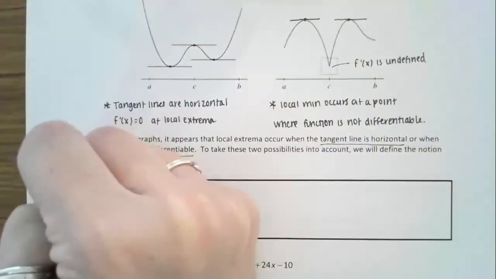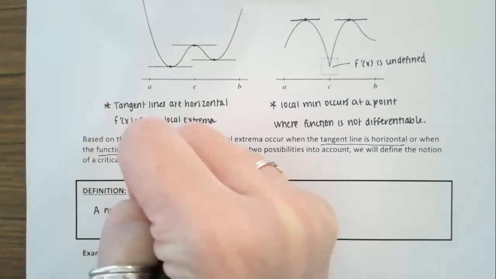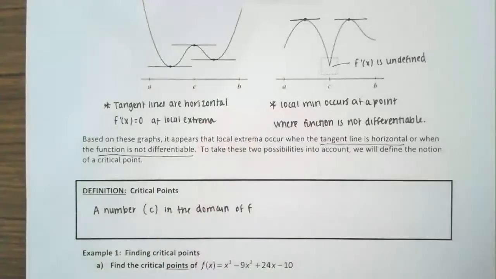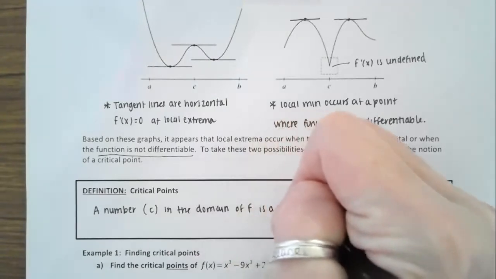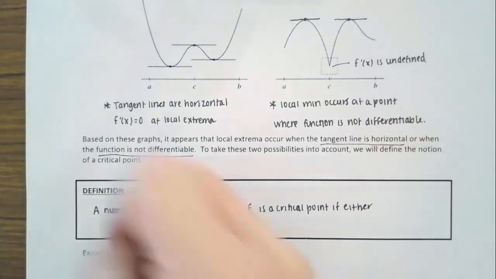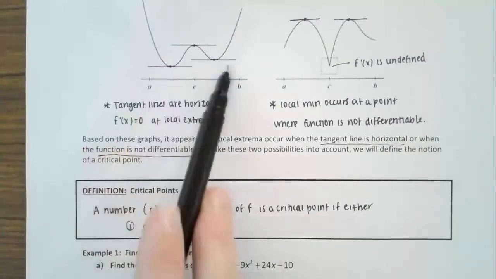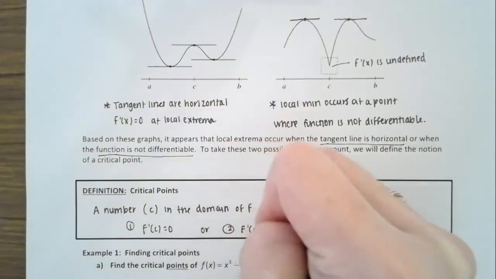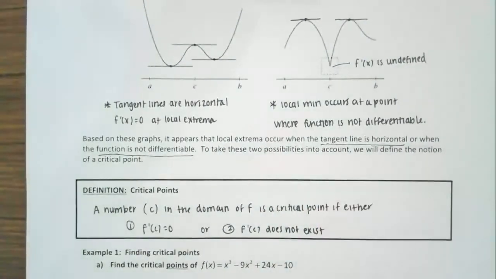And what is a critical point? Well, a critical point is a number. We'll call that number c in the domain of f. And we can say it is a critical point if either 1, f prime of c is equal to 0, so our tangent lines are horizontal, or 2, f prime of c doesn't exist, which has to do with the corner or the cusp idea here.